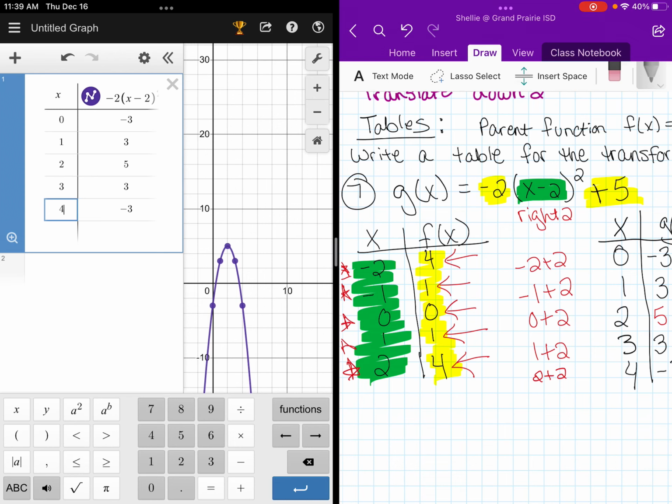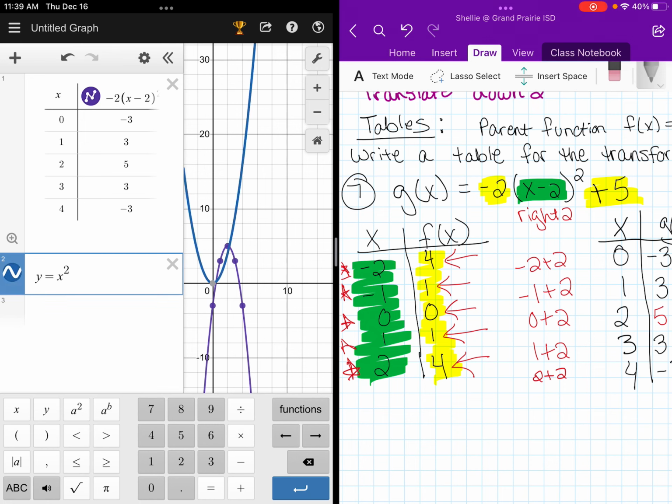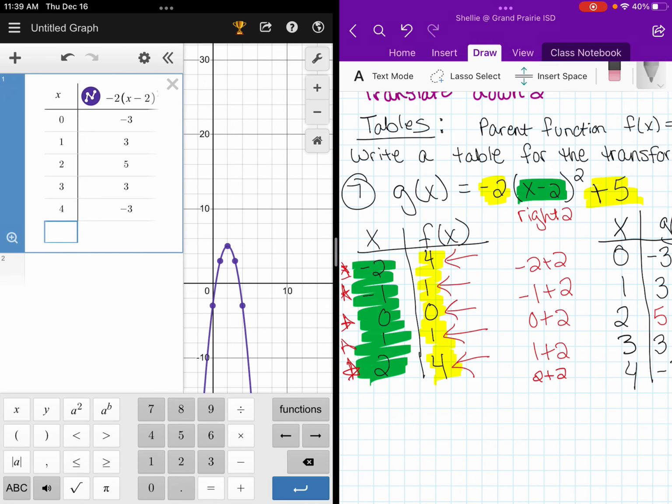All right, what's really great too is that with this new table, you can see a lot of these transformations. So if I put in the parent function, you can compare that to the parent function. You can see that it is reflected over the x-axis. It's a little bit thinner because it has that vertical stretch. And the vertex has gone right 2 and up 5. So you can see that when you graph the parent function and the transformed function together.